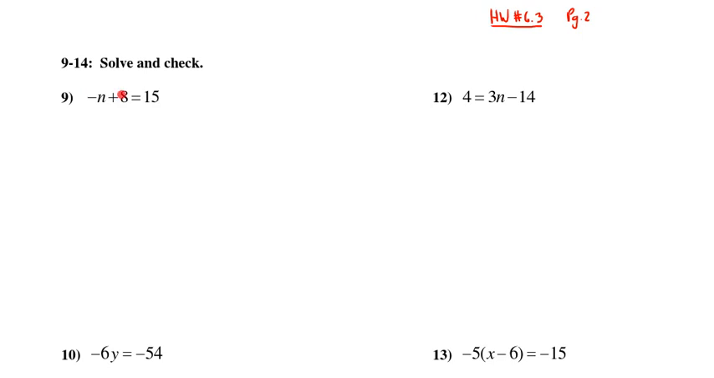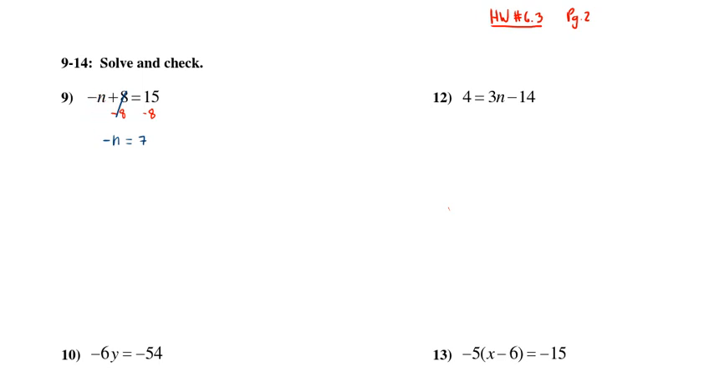The first thing that we're going to remove is the positive 8, and then we will remove the negative. In order to remove the positive 8, we use the inverse operation, and that is subtract 8, which will give us negative n is equal to 7, because 15 minus 8 is 7, and the positive 8 and the negative 8 combine to 0, so we're only left with negative n.